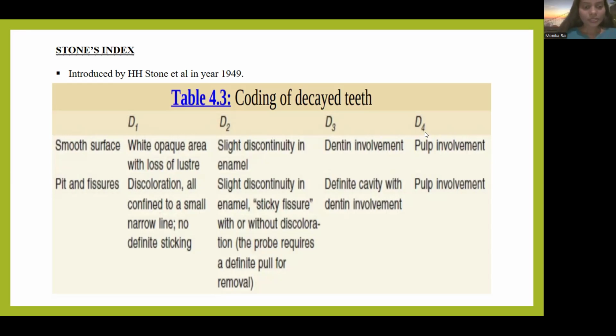And in pit and fissure, for D1 we have discoloration, all confined to a small narrow line, no definite sticking. In D2, we have slight discontinuity in enamel, sticky fissure with or without discoloration. The probe requires a definite pull for removal. In D3, we have dentine involvement. In pit and fissure, we have a definite cavity with dentine involvement. In D4, we have pulp involvement.